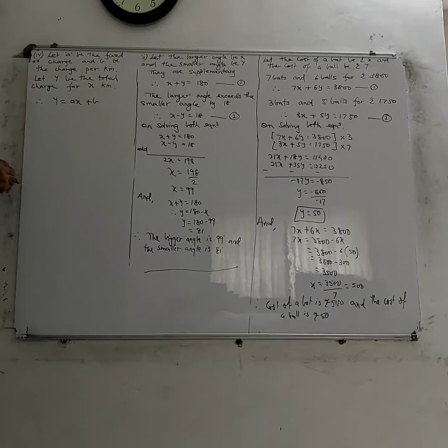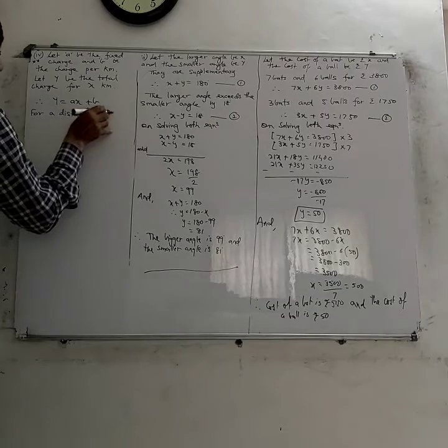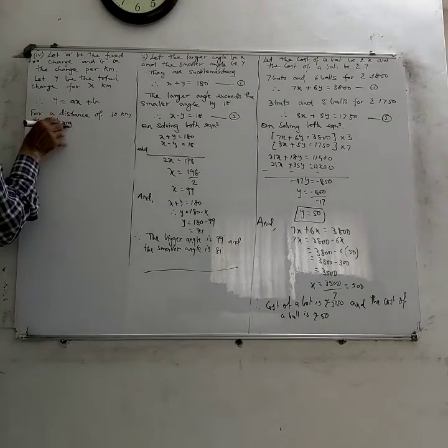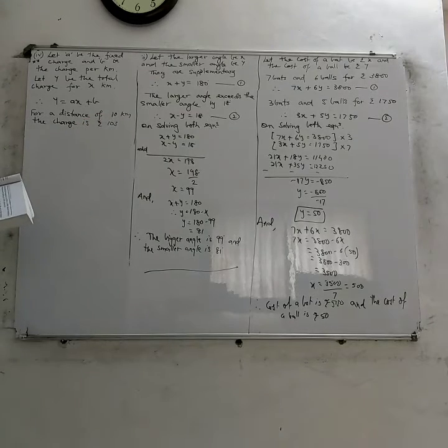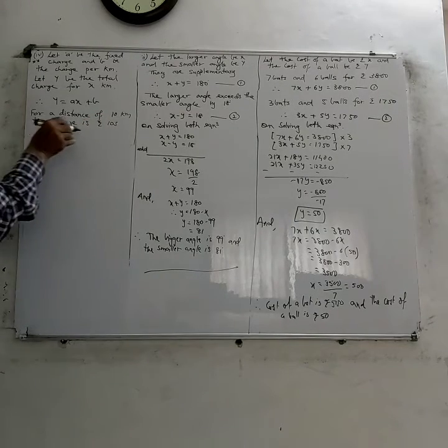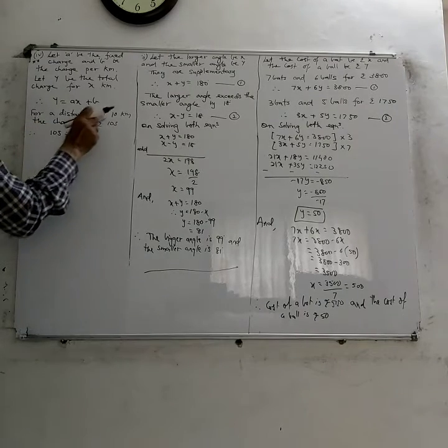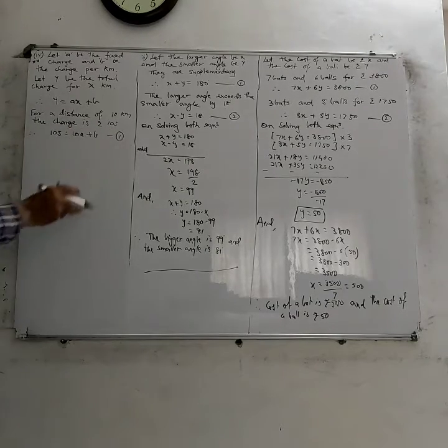Alright, now it says that for a distance of 10 kilometers the charge paid is 105. For a distance of 10 kilometers the charge is rupees 105. Therefore, the total charge is 105. 105 is equal to A into X, 10 kilometers. So 10A plus B. Let this be equation 1.